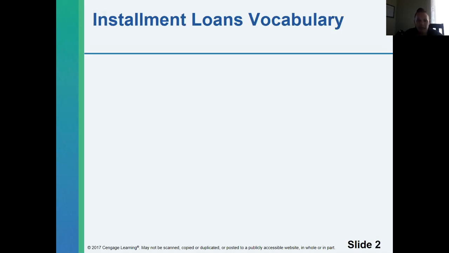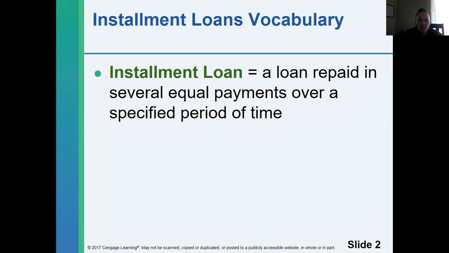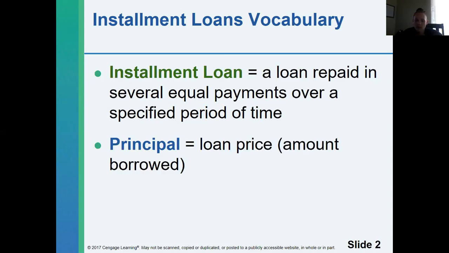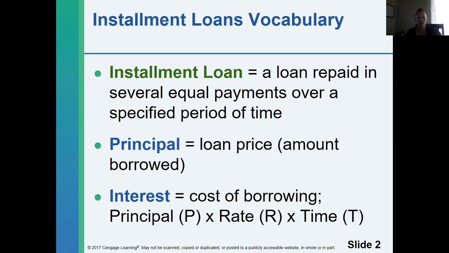bank is making. So some vocabulary: an installment loan is a loan repaid in several equal payments over a specified period of time. Principal is the loan amount, the amount borrowed, and interest is the cost of borrowing, which we already know this formula: principal times rate times time is how you calculate the interest.